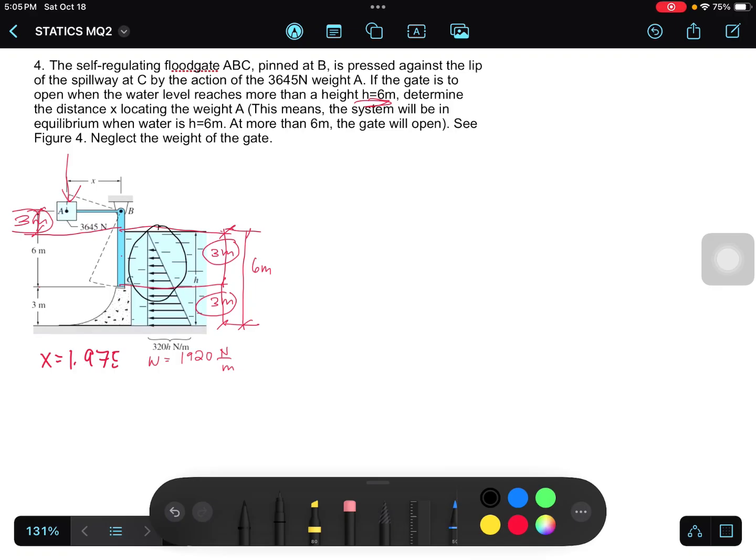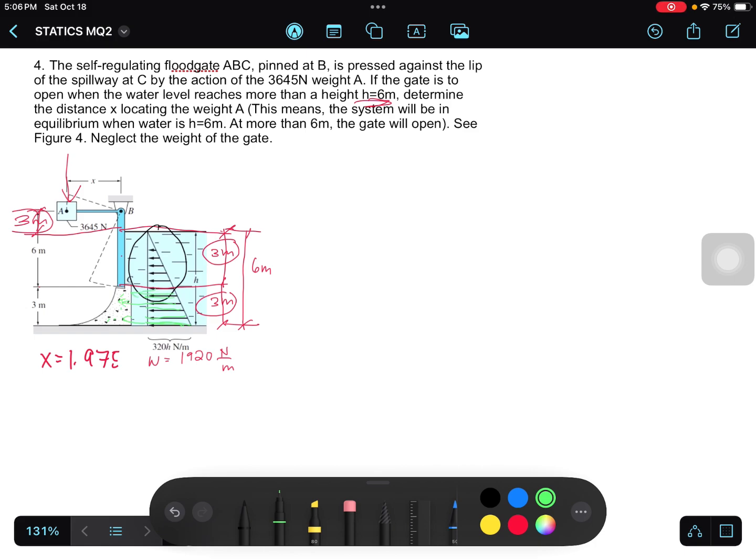So, nakuha na natin yung W. Now, ito ba yung gagamitin nating W? Itong buo. Syempre, dapat hindi itong buo ang gamitin nating W, kasi itong pressure na to is for the pressure dito sa concrete pedestal na to. So, ito lahat tatama sa concrete.